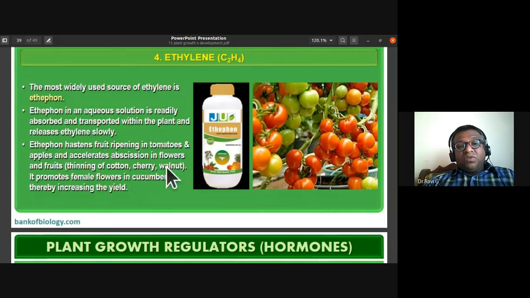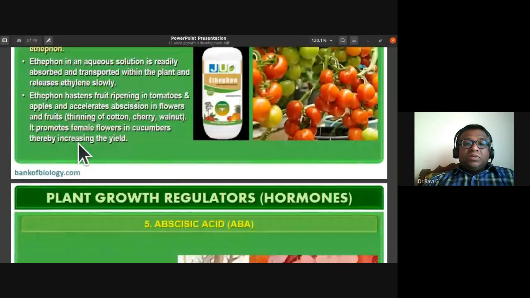So the thinning of cotton, cherry, walnut is also noticed by this ethephon. It promotes female flowers in cucumbers, thereby increasing the yield of plants. So when you spray ethephon on a cucumber plant, it is going to promote more formation of female flowers.